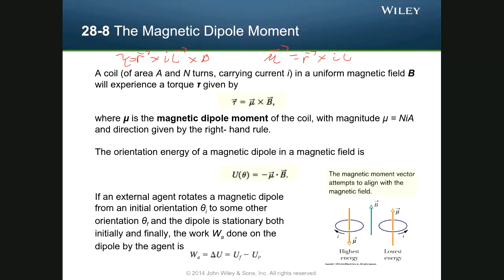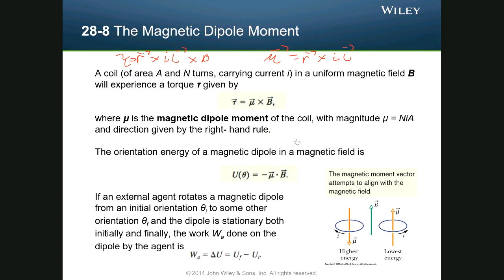Okay, and much like we saw with the electric dipole, we can store energy in the magnetic field, or in these dipoles, by looking at the dot product of the magnetic dipole moment and the magnetic field. Now, where this becomes important is when you look at how something is orientated, right?